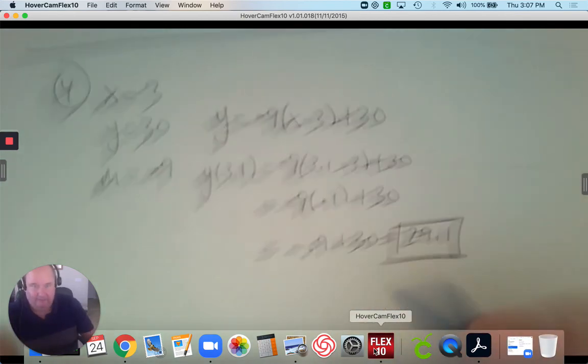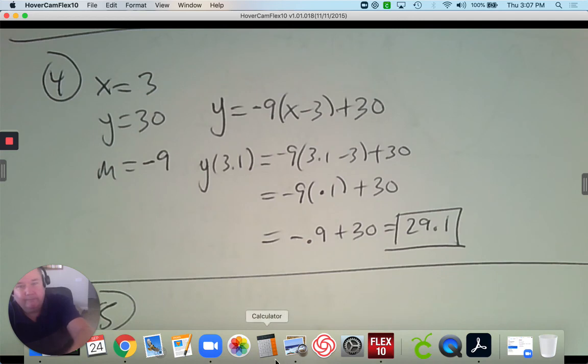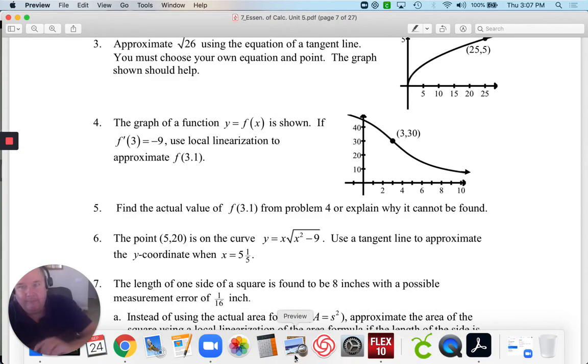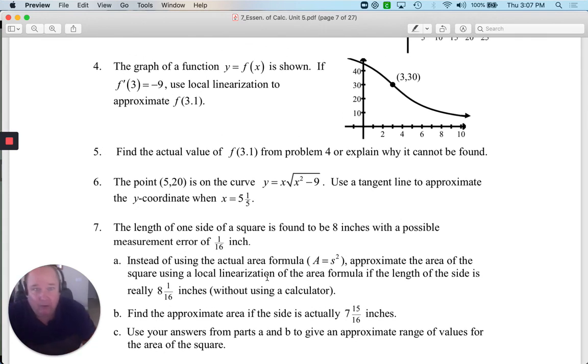Number 5. In number 5, it says find the actual value of 3.1 from problem 4, or explain why it can't be found. So I just told you it can't be found. The actual value cannot be found because no function has been defined.